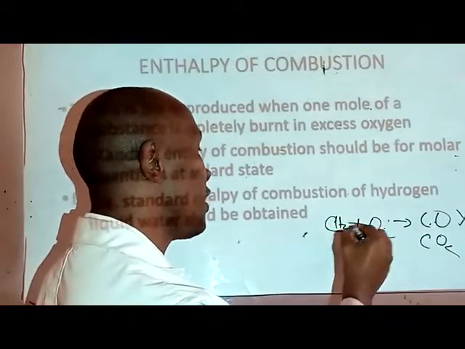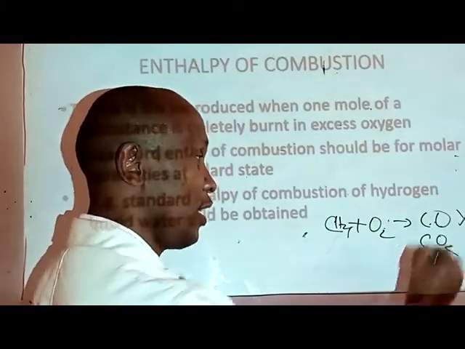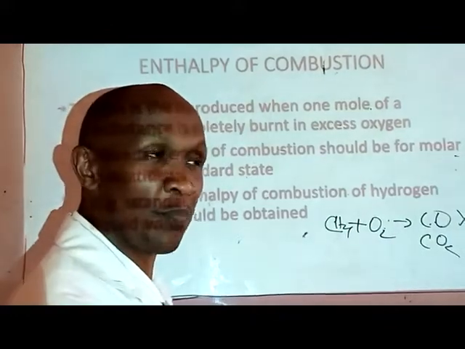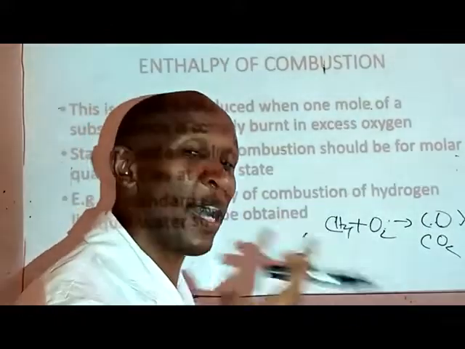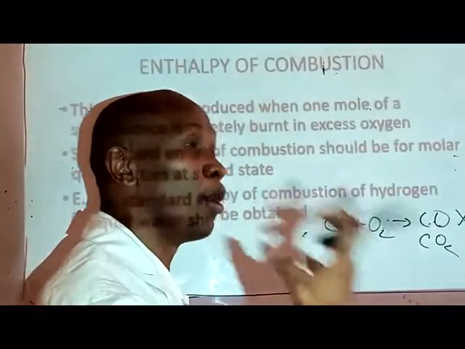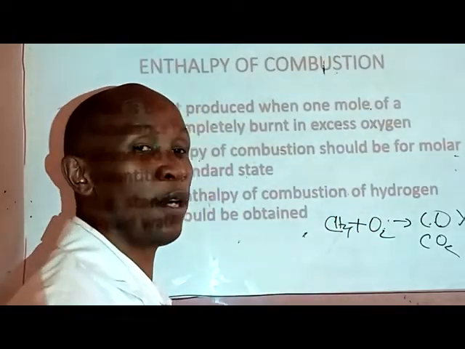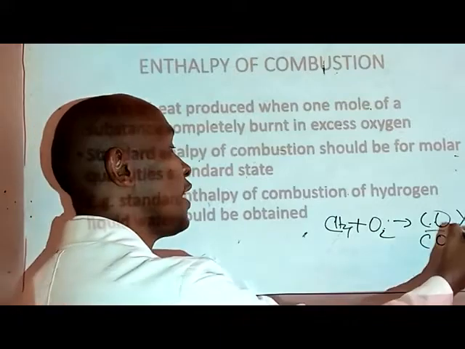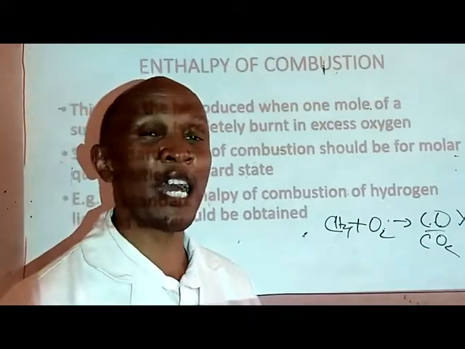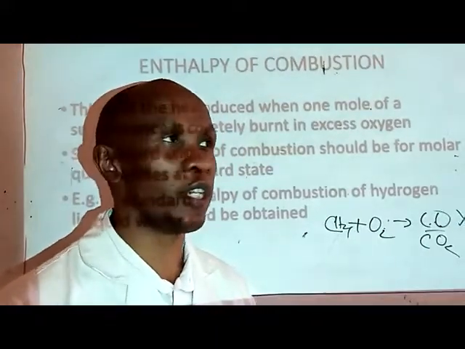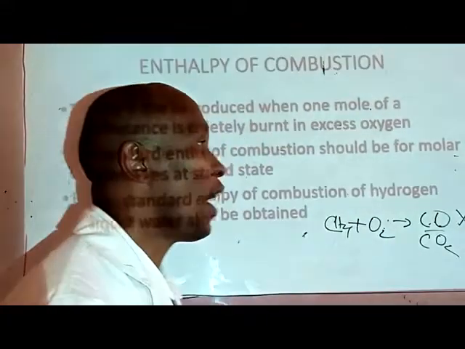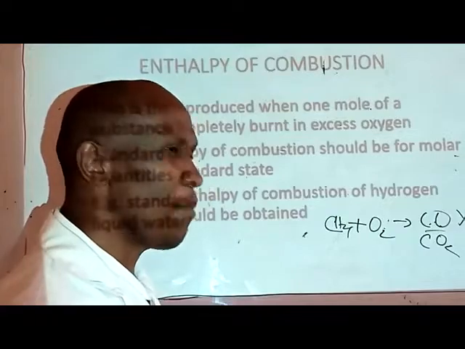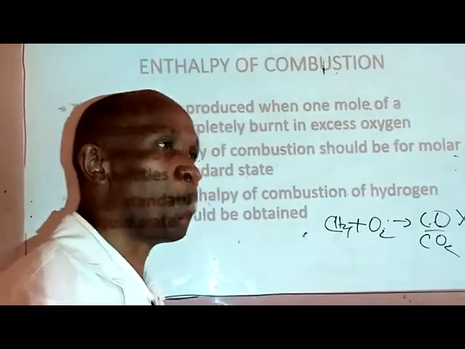If I burn methane to form carbon 2 oxide, that is not complete combustion, because when you burn carbon completely, it should produce carbon 4 oxide. So that eliminates that. And it has to be burnt in excess oxygen. Of course, when you burn in excess oxygen, that means you're going to have complete combustion. Now, but what about the standard enthalpy of combustion?